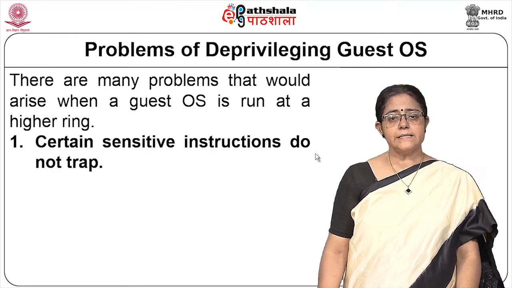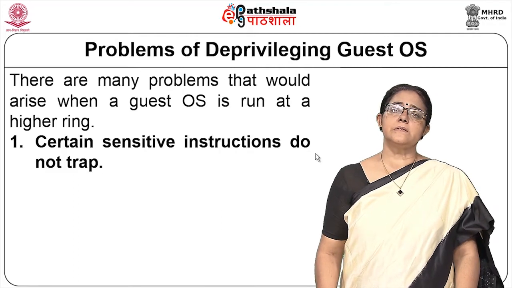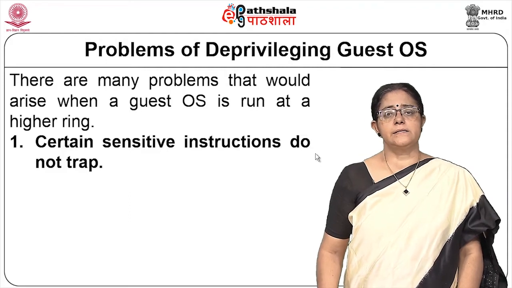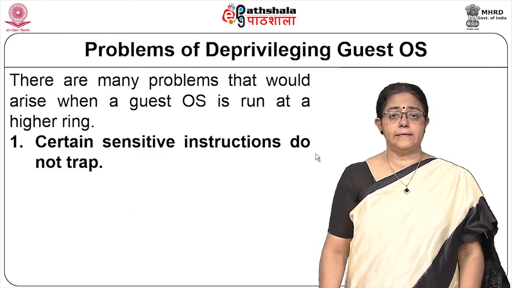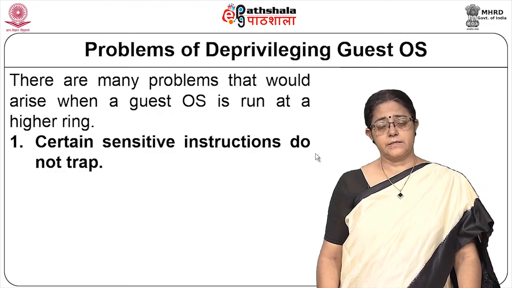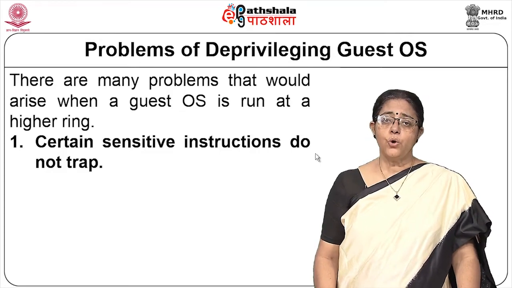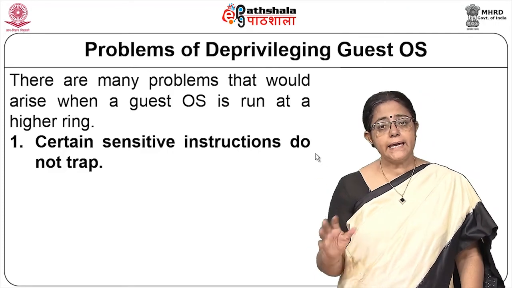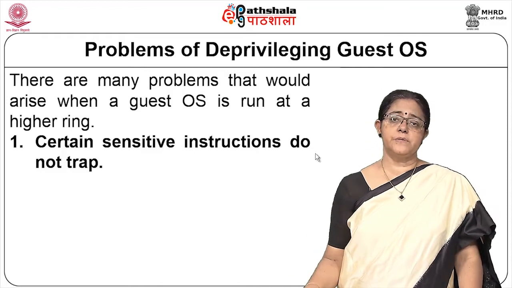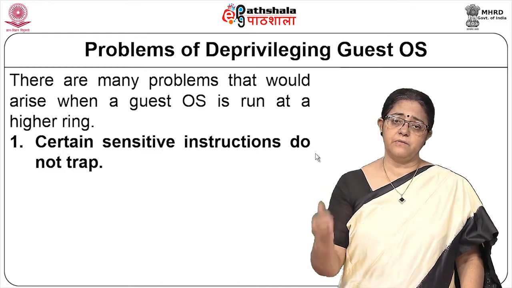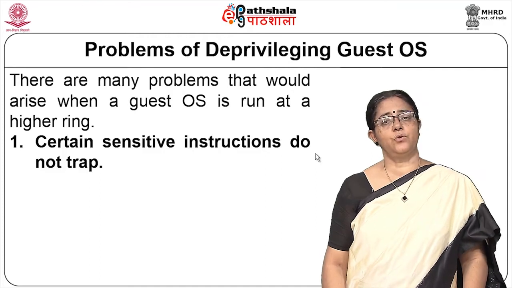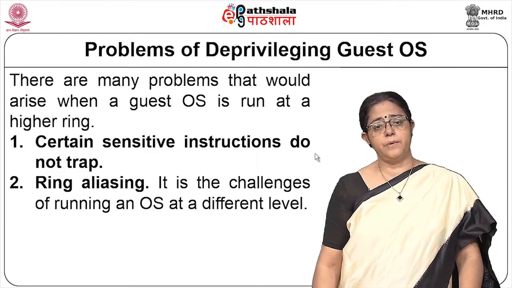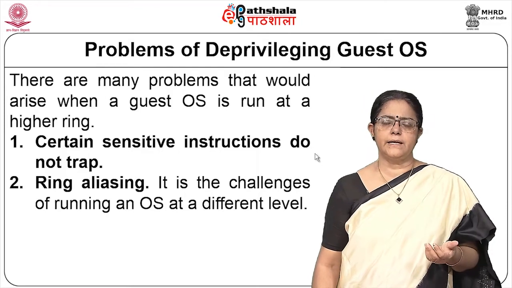Some of these are sensitive instructions. We saw that in x86, not all critical instructions are privileged instructions. There are sensitive instructions which, like POPF, can run in both the privileged mode and user mode and cause a lot of problems, but they do not trap when run in the user mode. Ring aliasing is the problem of running the OS at a different ring level.